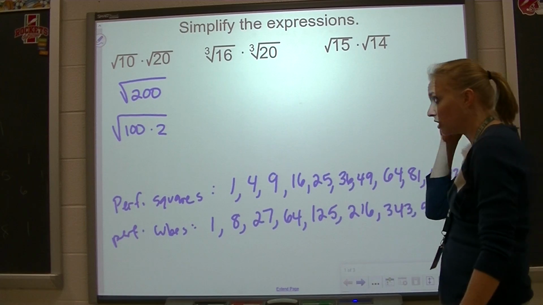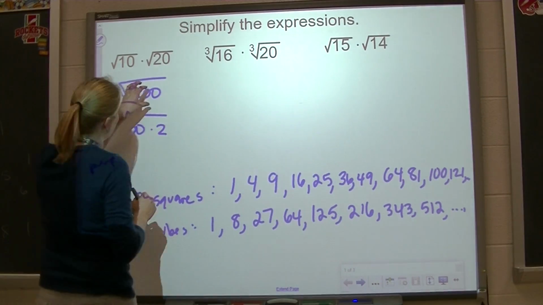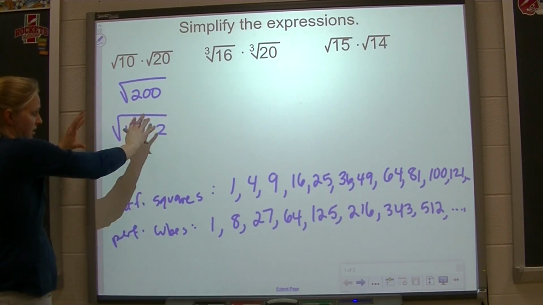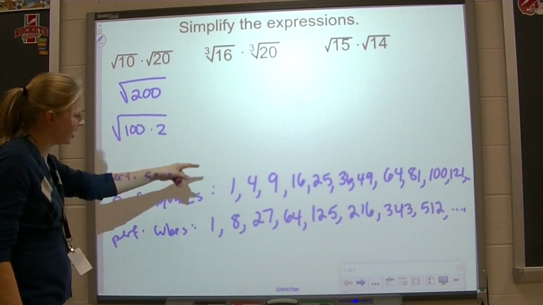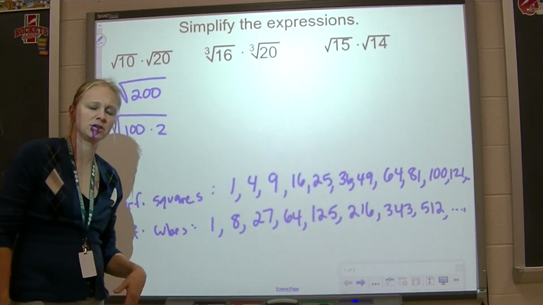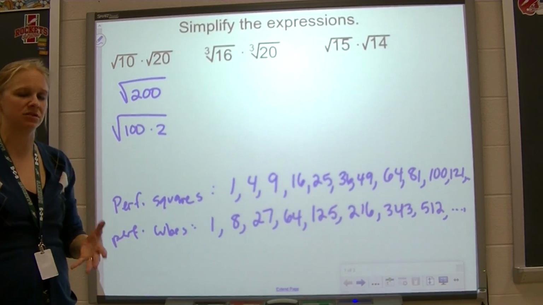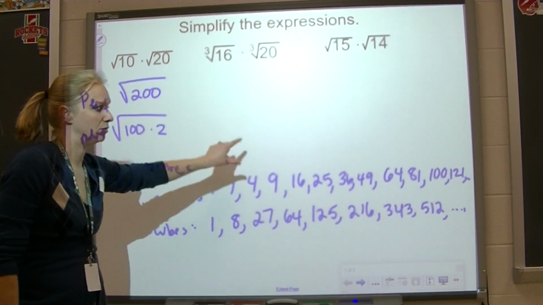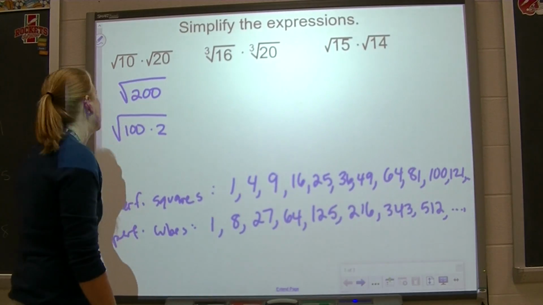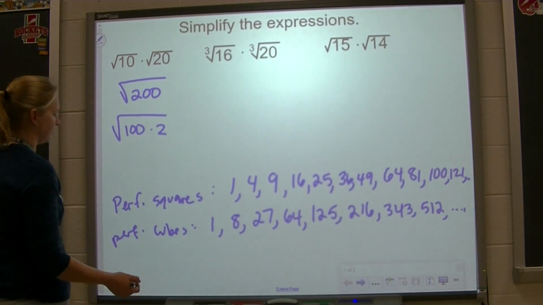So basically, I'm trying to find perfect squares of 200 that I can break this into. And you're going to want to use the biggest ones. Some of you might say, okay, I know 200 is divisible by 4, that works. You're right, it does, but it's not the simplest form. So you always want to go with the biggest perfect square that can go into 200, and the biggest one is 100.